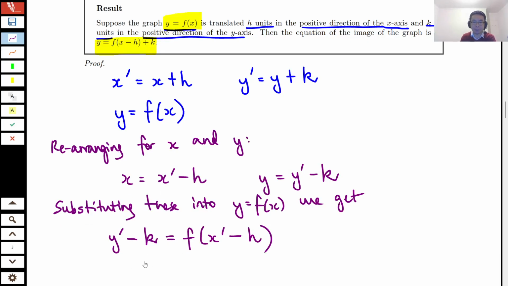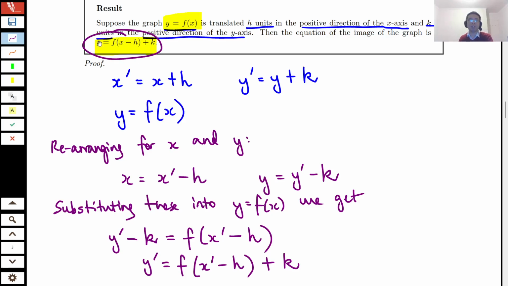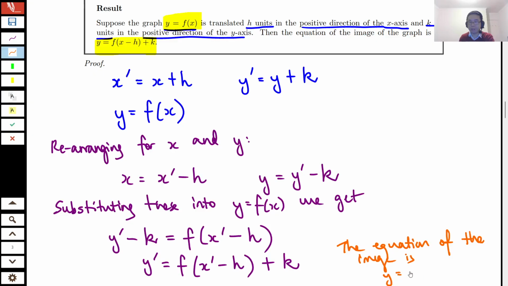Alright, I can rewrite this as y dash equals f of x dash minus h plus k. And you'll notice I've pretty much got the result that I want. I just need to drop the dashes. And I'm happy for you to just write at this point the equation of the image is y equals f of x minus h plus k.